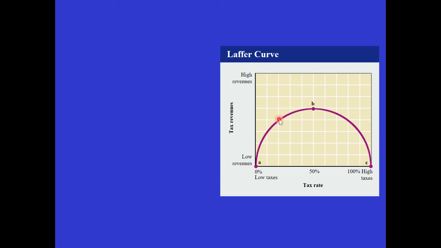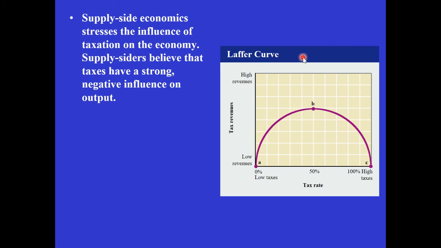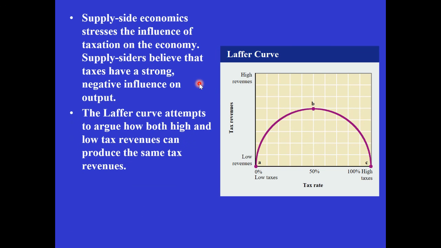He said that the savings from a decreased tax rate would end up being spent in the broader economy, and that would make the average American wealthier as a result. Paying less in taxes means more spending. Okay, so the idea had its merits, it seemed at the time, as new thinking here. And it was based on the idea that taxes have a strong negative influence on output. Okay. The Laffer curve attempts to argue how both high and low tax rates can produce the same tax revenues.